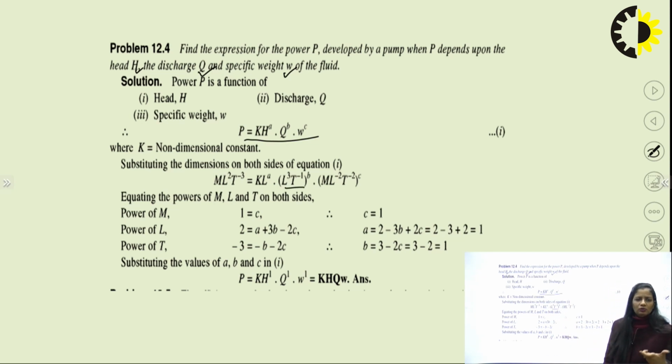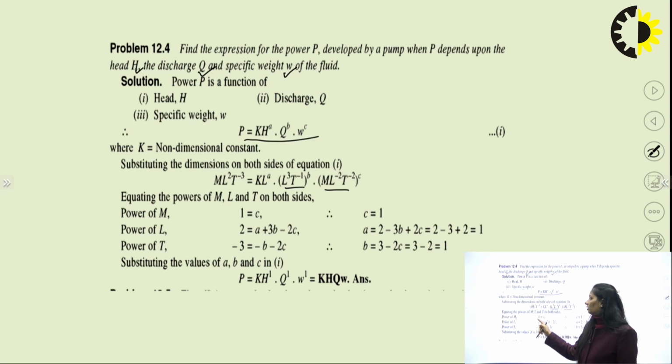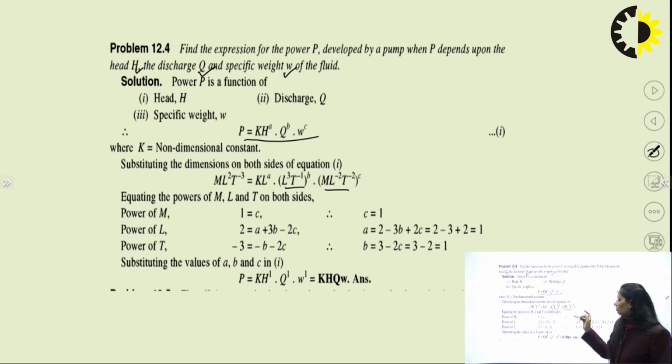And specific weight, you know what is specific weight? Just write the equation for specific weight and derive what the dimension will be. So the dimension for specific weight is written as M L to the power minus 2 T to the power minus 2, whole to the power C. Okay, so here after writing the equation, you can equate the powers for M L T on both sides. After doing that, you can find out the values of different exponents. Here you can get C equal to 1, A equal to again 1, and B equal to 1/2.